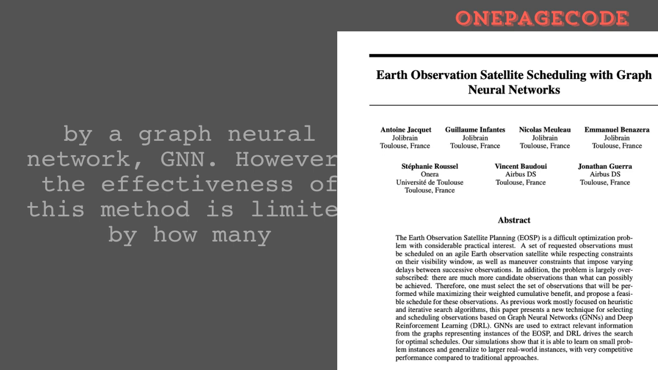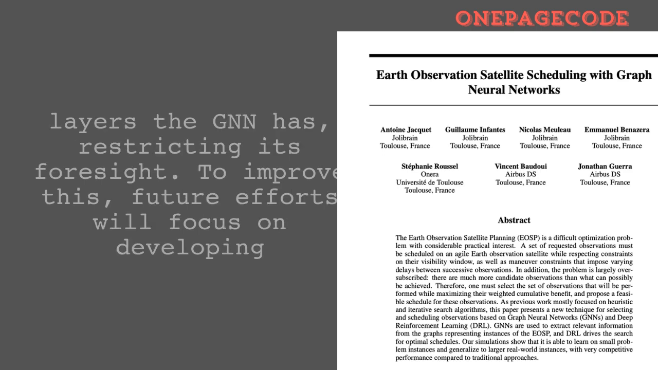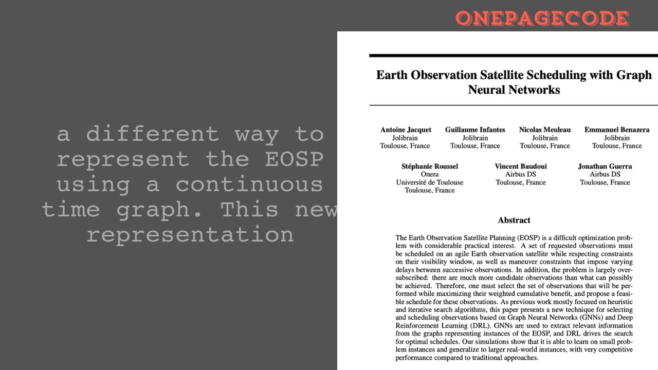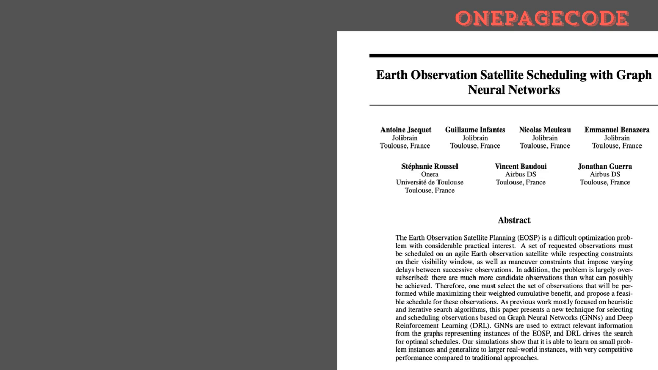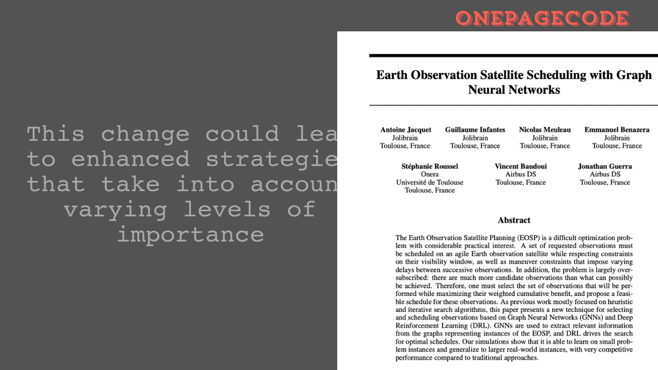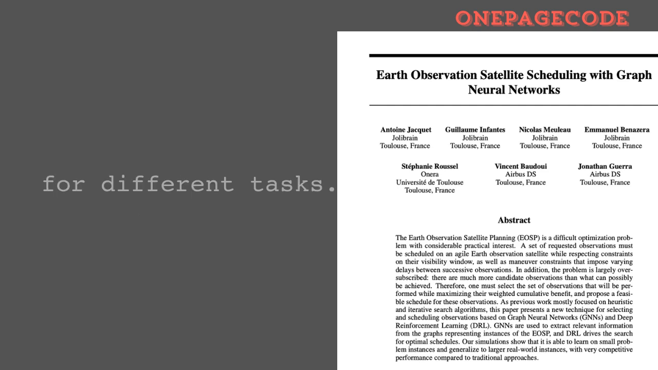However, the effectiveness of this method is limited by how many layers the GNN has, restricting its foresight. To improve this, future efforts will focus on developing a different way to represent the EOSP using a continuous time graph. This new representation would allow for more flexibility, enabling tasks to be scheduled in any order. This change could lead to enhanced strategies that take into account varying levels of importance for different tasks.